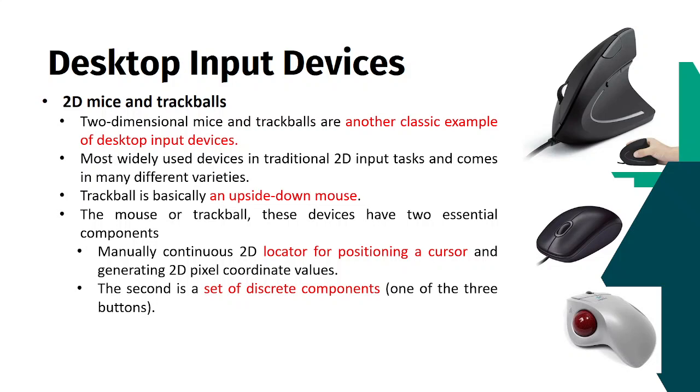3D mice nowadays are used because of the additional degrees of freedom which are available to handle the interface. So this is about two types of desktop input devices, that is keyboards and 2D mice. In coming videos, we will be talking about pen-based tablets, joysticks, and the 6 degrees of freedom devices.